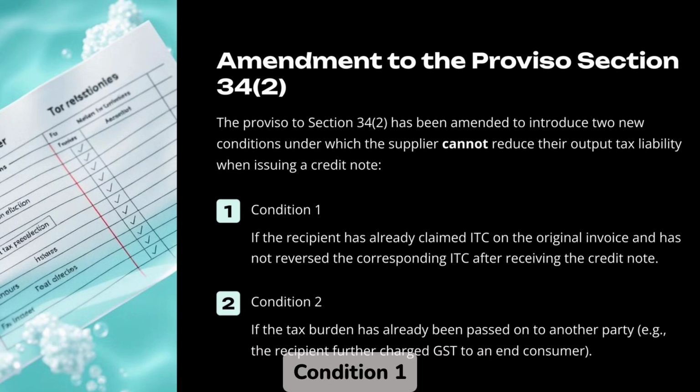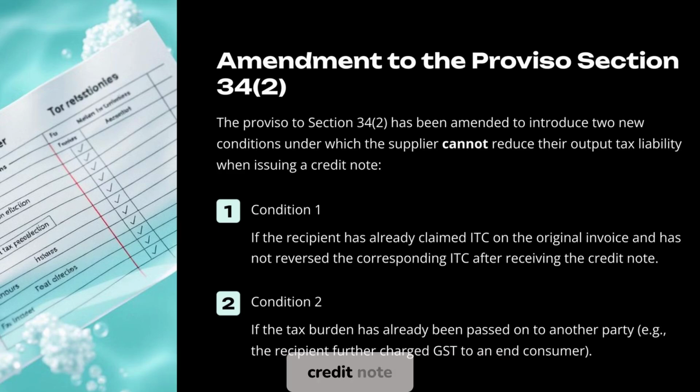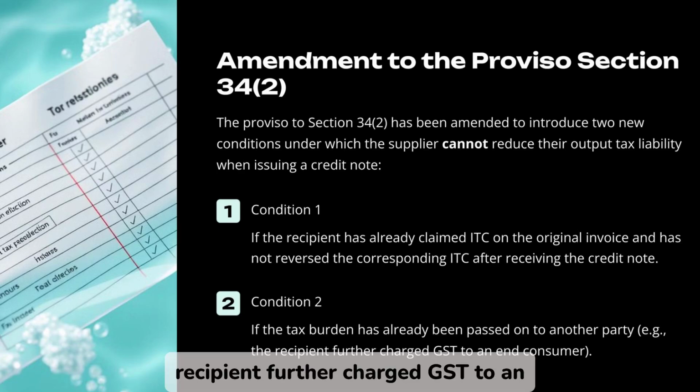Condition 1. If the recipient has already claimed ITC on the original invoice and has not reversed the corresponding ITC after receiving the credit note. Condition 2. If the tax burden has already been passed on to another party, for example, the recipient further charged GST to an end consumer.